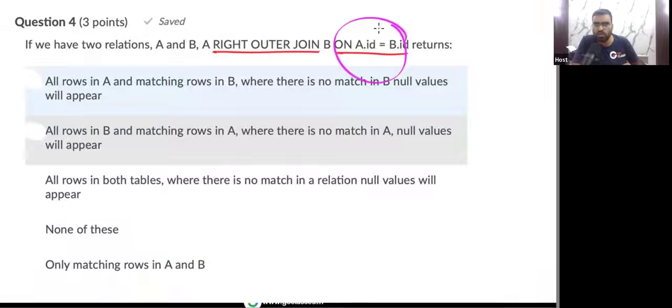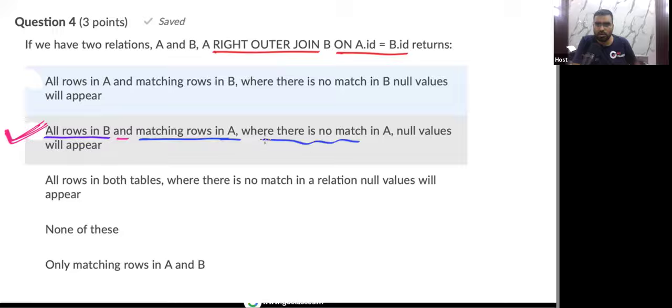First you do the inner join based on this condition, then you add dangling tuples of B. So what will be the answer? You can see all the rows of B will come. Do you agree? The answer will be option B. All the rows of B will definitely come, and only the matching rows of A will come. Where there is no match in A, null values are used. So the answer for this question will be option B.